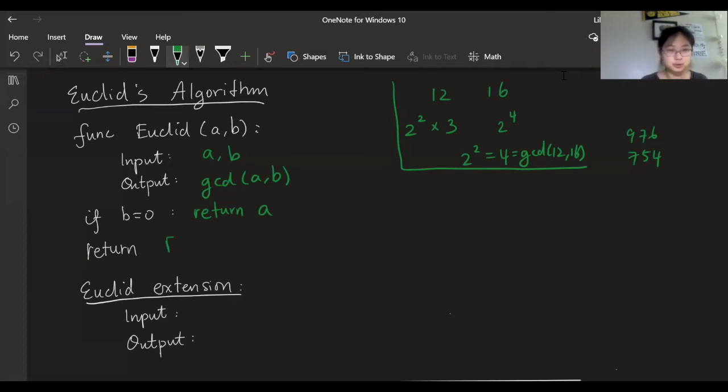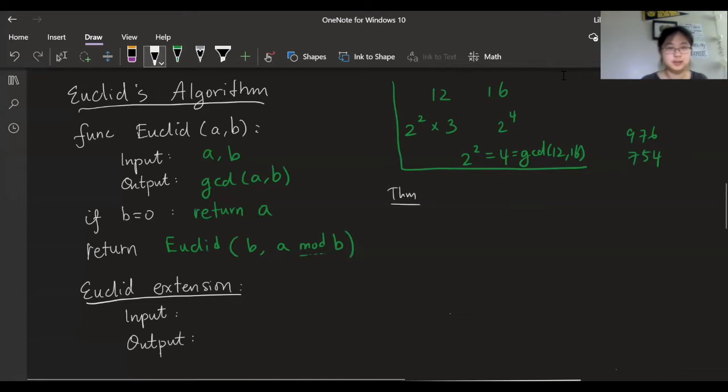Otherwise, I'm going to recurse. I'm going to take Euclid of b and then a mod b. Okay, so this is a little bit mysterious. Why the heck are we doing mod? Like, where did this mod come from? Here's the theorem that motivated all of this.